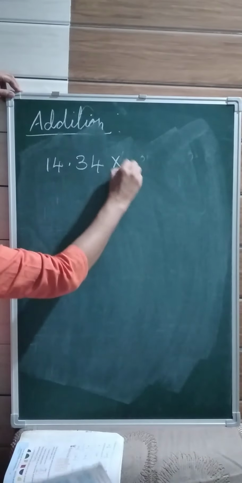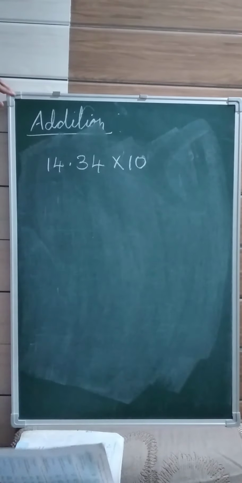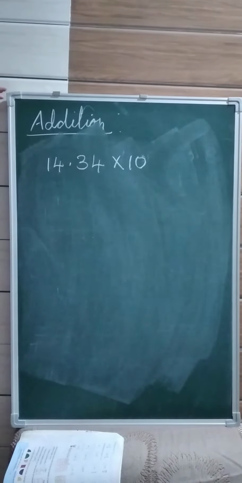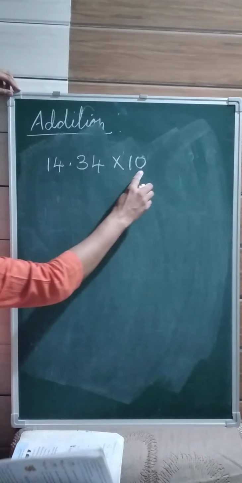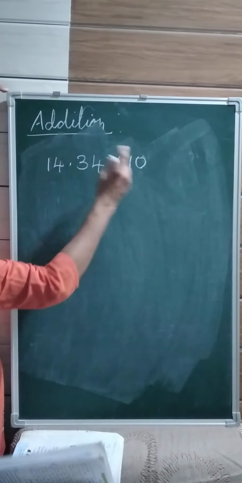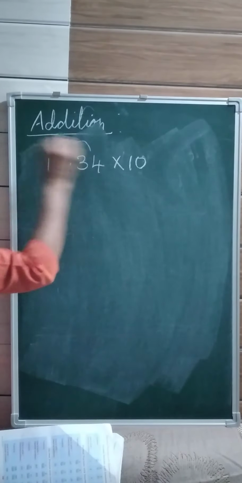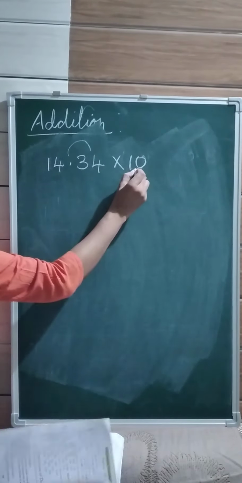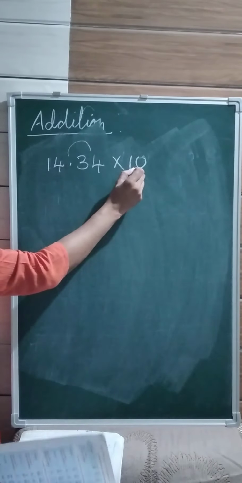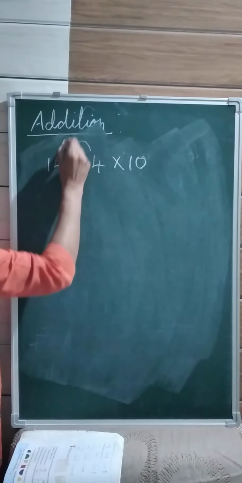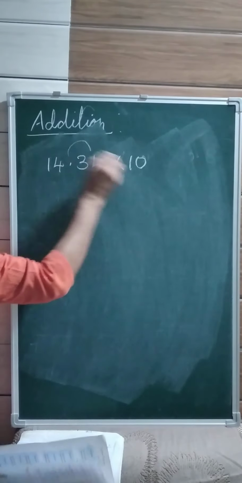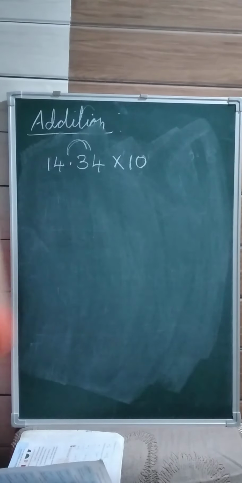14.34 into 10. How can we do this one? Here, how many zeros are here? 1 0. So for multiplication we are jumping this side. According to the number of zeros, we can make the jump. Here 1 zero, so you can make 1 jump.